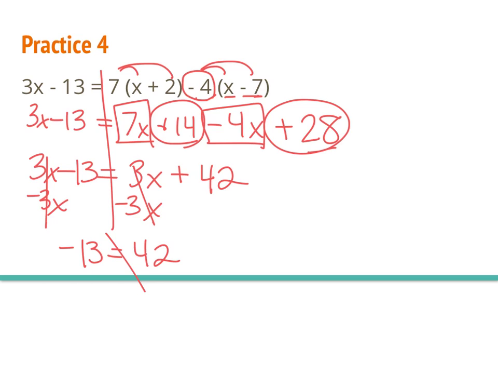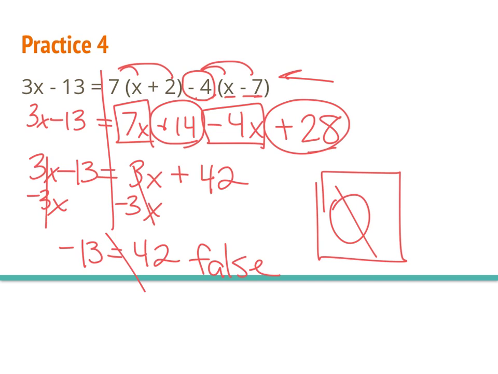Ooh, false. This is not true. This is a false equation, which means the starting equation was never true to begin with. It was always unequal. We were solving something that wasn't even equal. So for this answer, there is no solution to this equation because it started out not balanced.